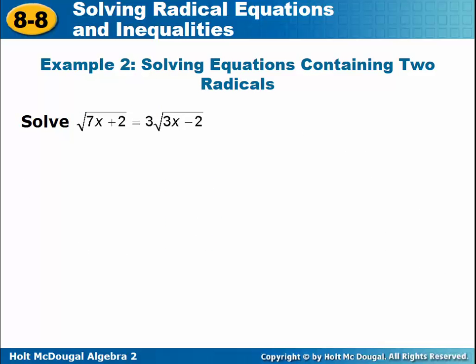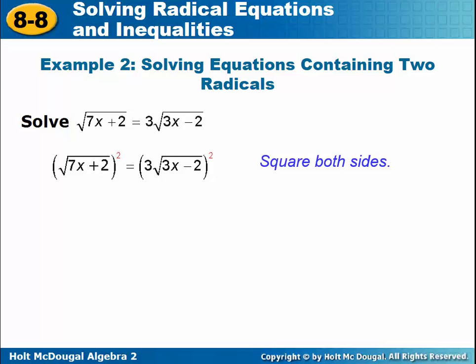All right, let's look at some that have 2 radicals. So in this problem, we have a radical on both sides of the equation. That's okay because if you note that they are both square roots, we can solve this by squaring both sides. When you square the right side, you have to square the 3 as well as the square root of 3x minus 2. That's the thing to watch on this one.